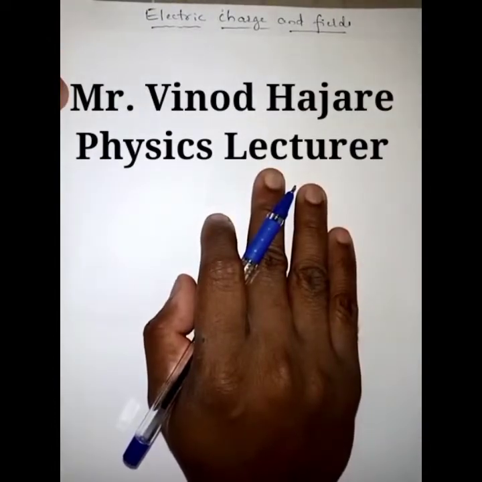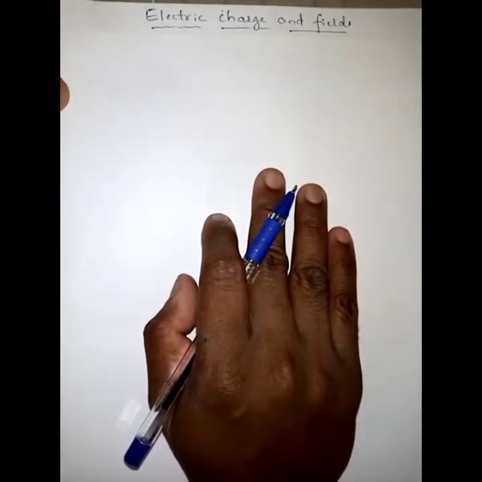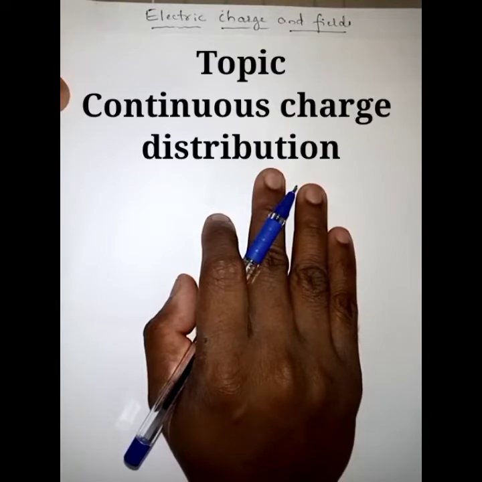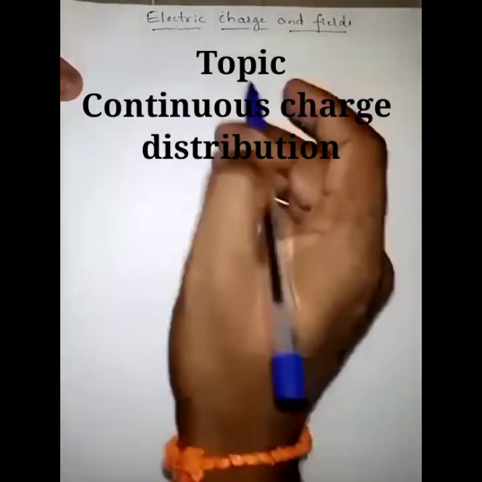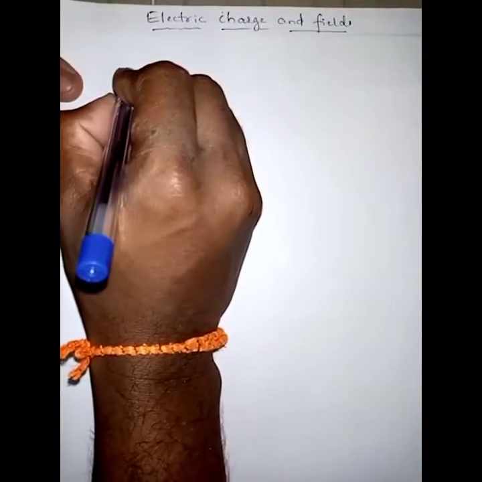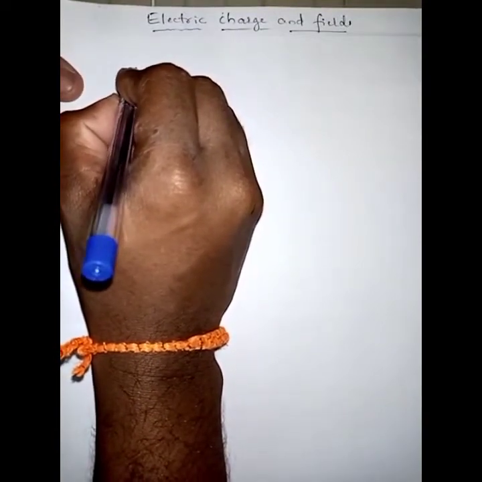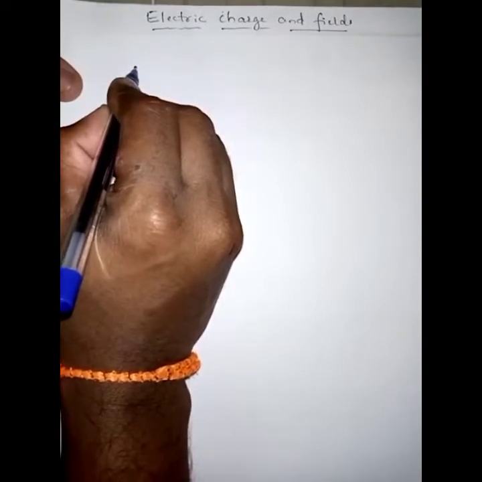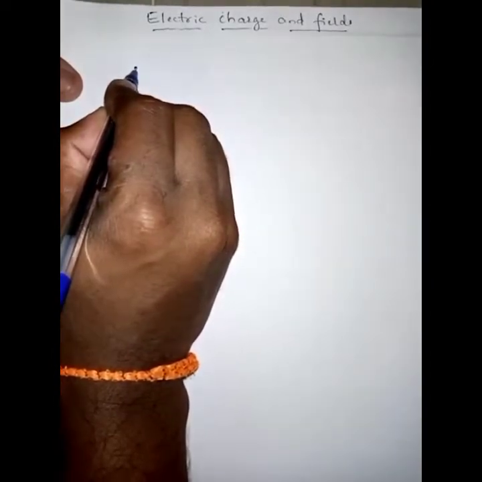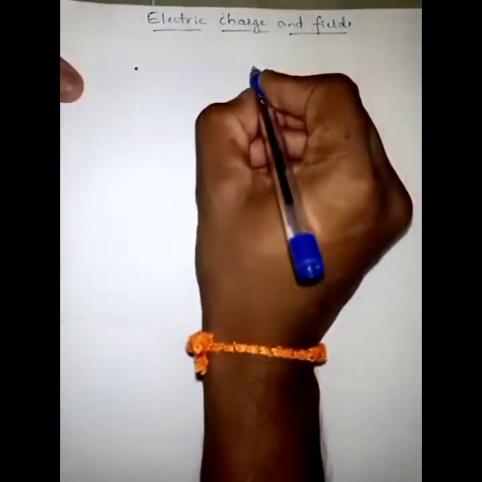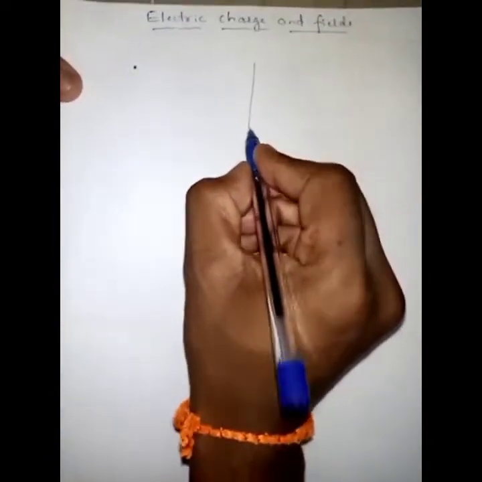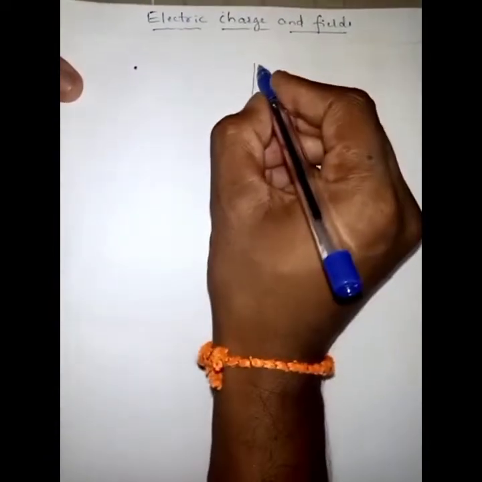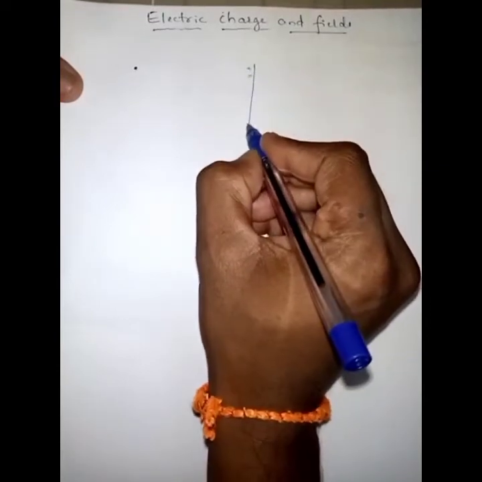Today I am going to discuss continuous charge distribution. If you place some charges on a point, that point is considered a point charge. Similarly, if you place charges on a thin wire, we cannot consider it as a point charge.